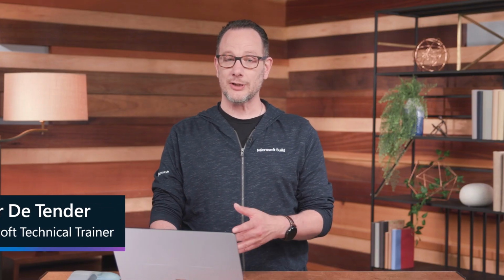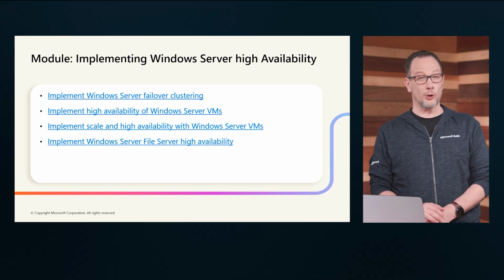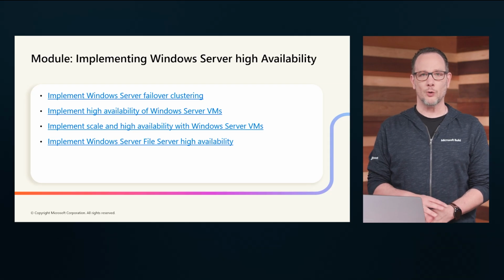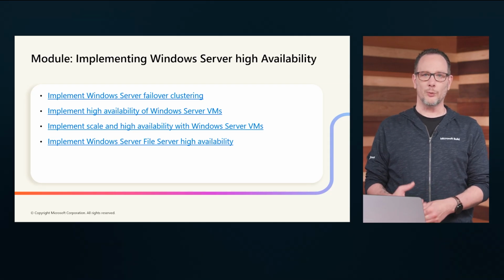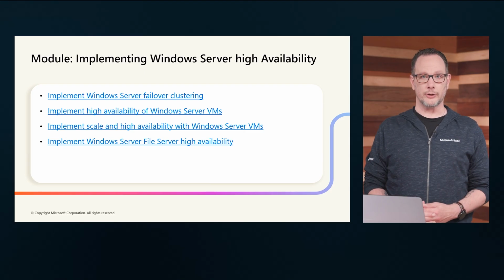This course has a total of 9 different modules, where this next module is all about implementing Windows Server High Availability. So we have 4 main topics that I want to cover. First of all, explaining what it means to deploy a Windows Server-based failover cluster, like creating a highly available, reliable environment. That's mainly the message.